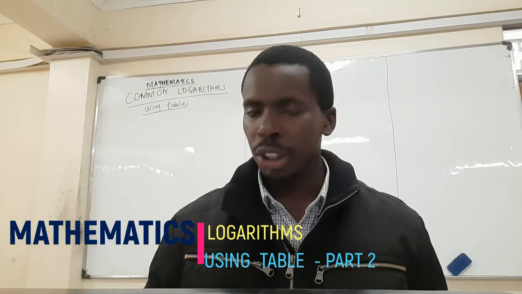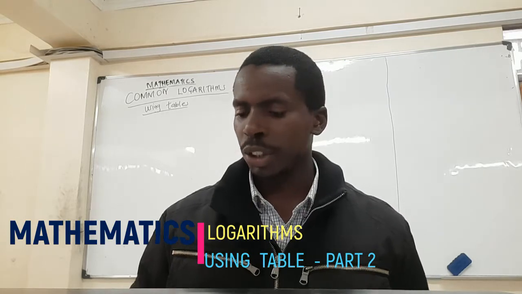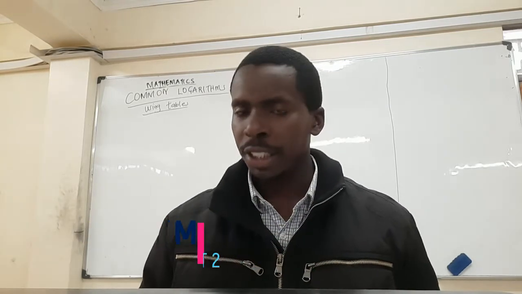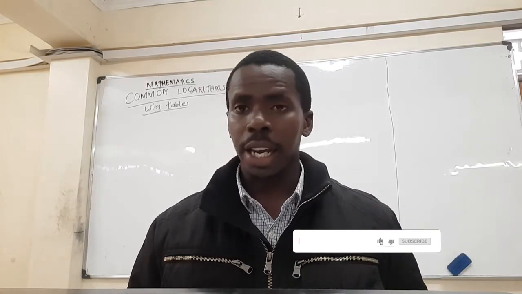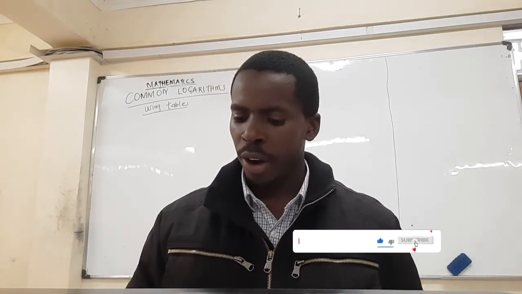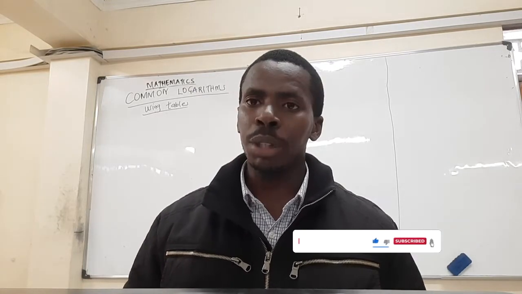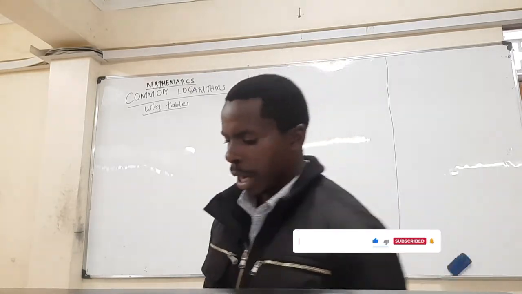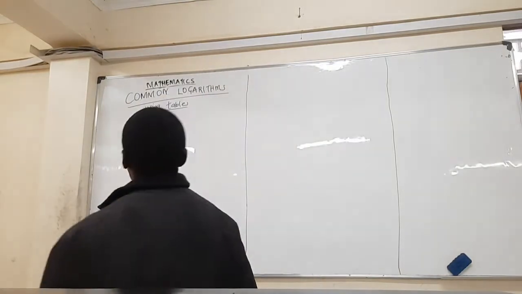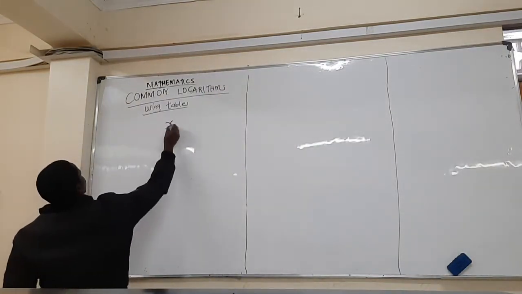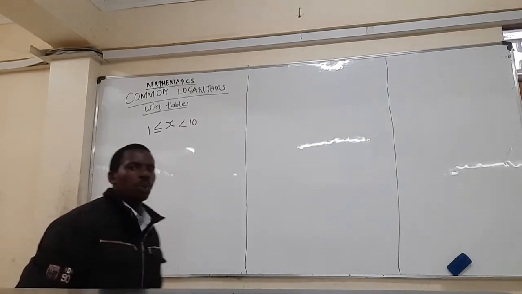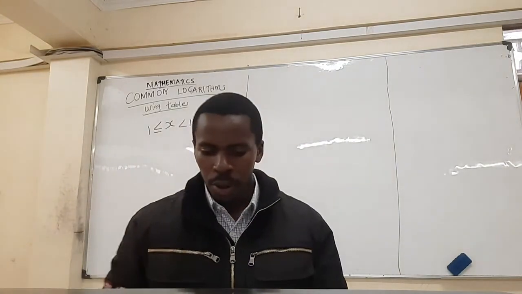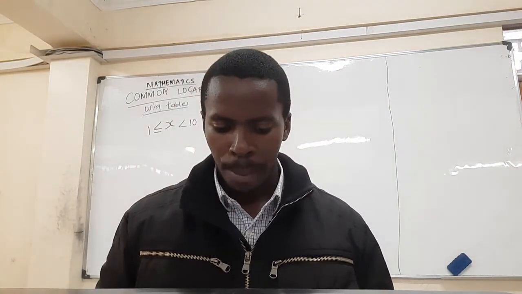The first thing we need to understand is that when you look at our mathematical table, we have numbers that are between 1 and 10, meaning that in any case where we want to look for the logarithm of a number, it has to be in that form. Our number x should be greater than or equal to 1 and less than 10. That's what the table provides when you want to go about that.